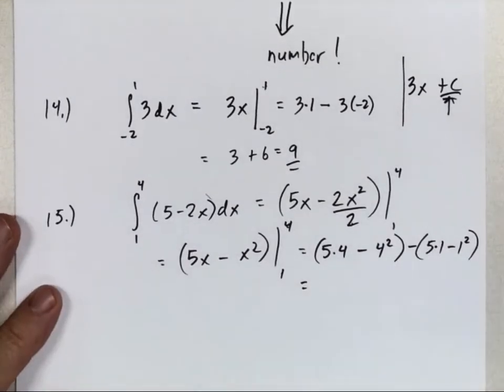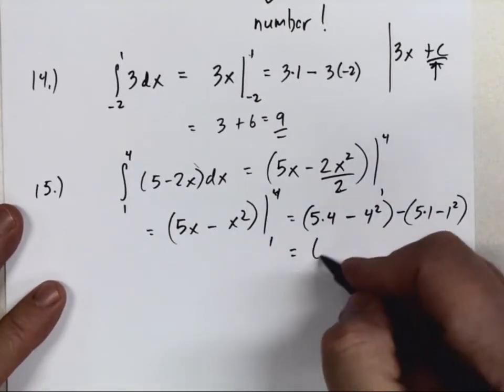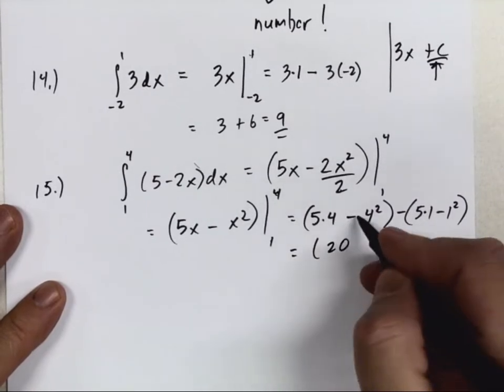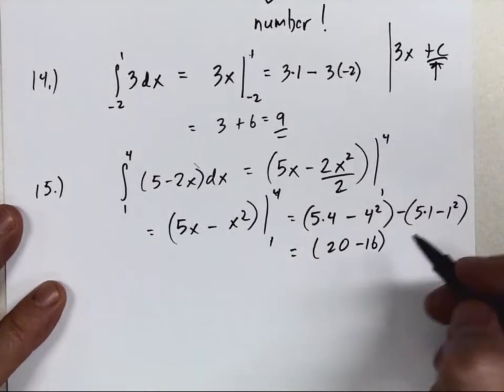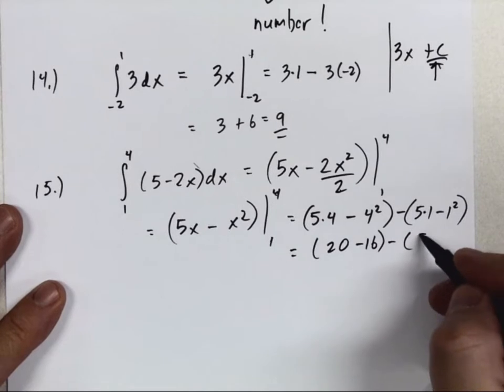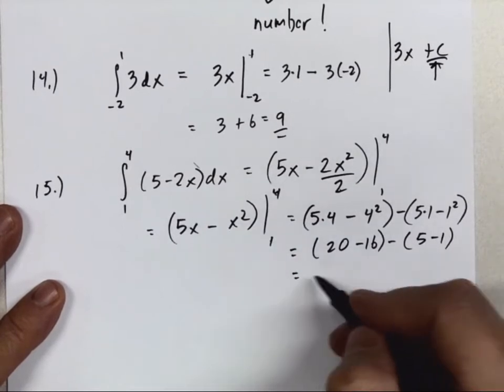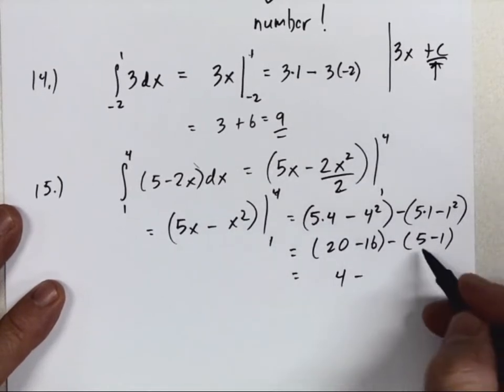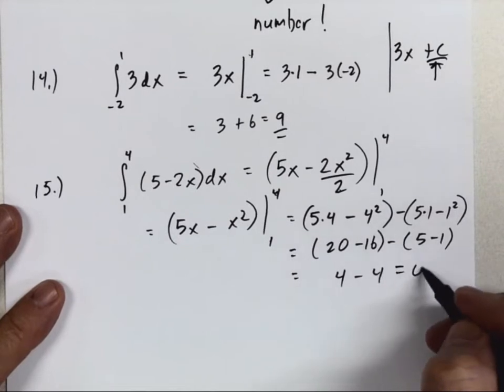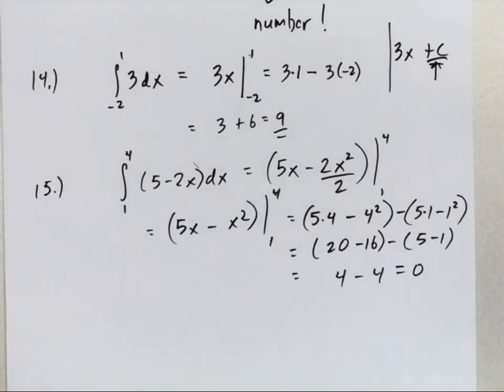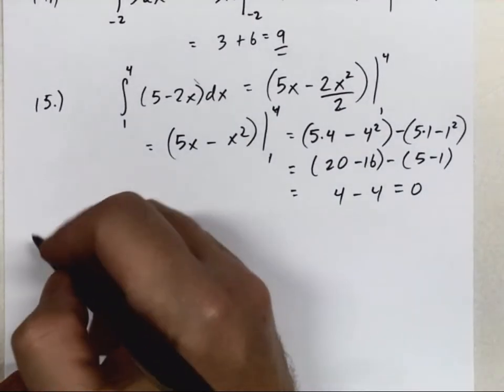And now it's just some pretty straightforward math. This is 20 minus 16 minus 5 minus 1, 4 minus 4, turns out the answer to 15 is 0. All right, let's do the rest of these. Hopefully you're picking this up.